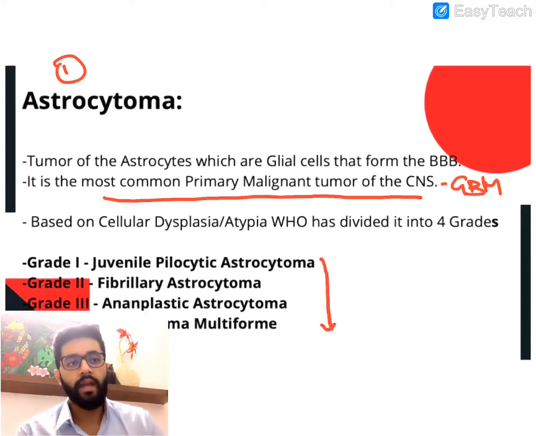So juvenile pilocytic astrocytoma being the least malignant and least atypical, to glioblastoma multiforme being the most malignant, most aggressive and most atypical. So among these 4 grades, grade 1 and grade 4 are the most questioned, most commonly asked and most high yield grades of this tumor.